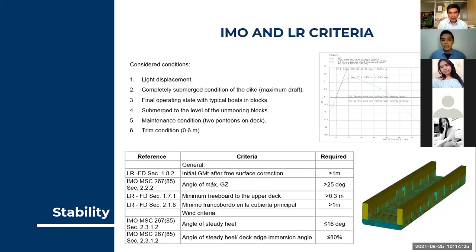Another important parameter is the stability of the ship. We have 6 different conditions in which the dry dock is working, and we consider some parameters from IMO and Lloyd's Register criteria. We can see in this column the required value that should be met in any condition. We analyzed the ship condition, and all conditions are satisfied except the light displacement, exactly at the angle of max GZ, which is 24 instead of 25. But this problem can be solved by increasing the level of the ballast tanks. We considered 0.4 meters for the design, but with 0.6 this problem can be solved just for this condition. For the other conditions, the level of the tanks could be 0.4.